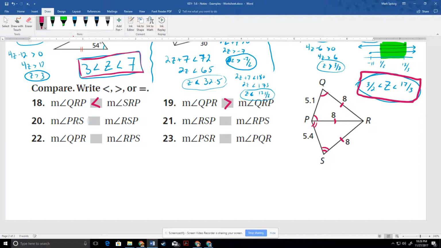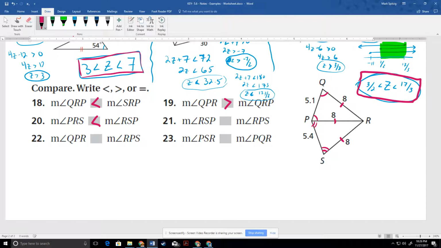PRS is going to be this angle, and RSP is this angle. So this is going to be across from 8, and this is going to be across from 5.4. So we know that PRS is going to be smaller or less than RSP.